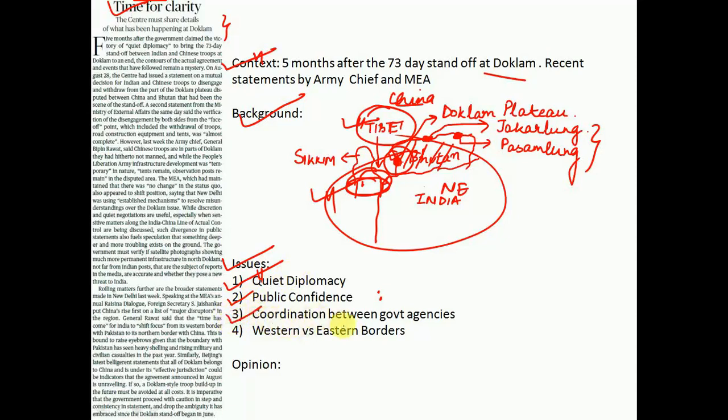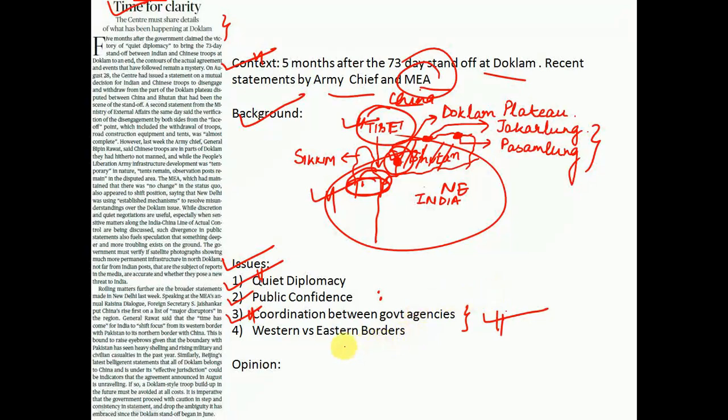Another thing is coordination between different government agencies. It is often seen, as in this case also, that the army chief is giving one statement and the Ministry of External Affairs is not concurring with this statement. This provides a lack of clarity, and it also reflects a lack of coordination between the government agencies, which cannot be expected on a matter as serious as the Doklam standoff. So definitely this is an example of a lack of coordination. Many times in various articles you will see this point highlighted, so this can be used as an example there.